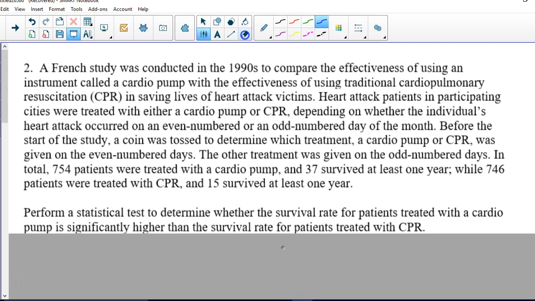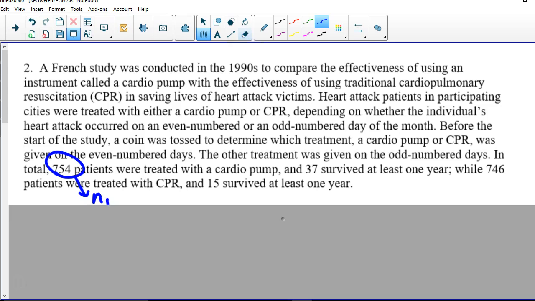Okay, there we go. So we have 754. This is going to be my N1, excuse me. Why is it my N1? That's how many people were sampled in the first group, and 37 of them survived at least 1 year. So that's my X1. Okay, and then we have 746. This is my N2, and 15 is my X2.